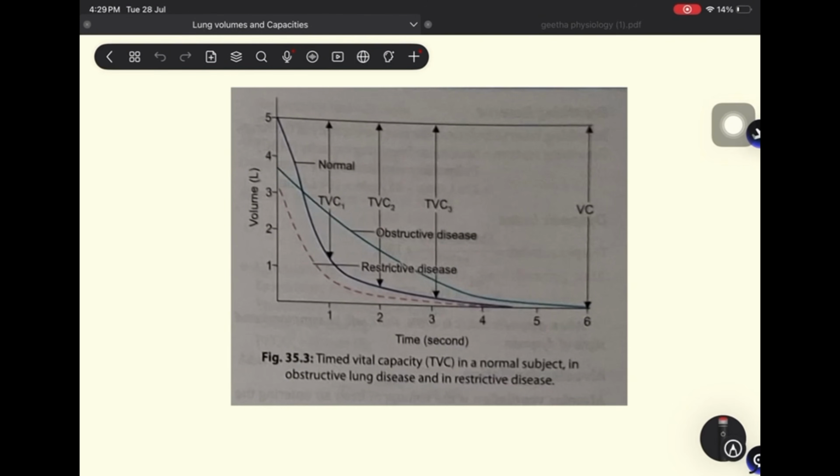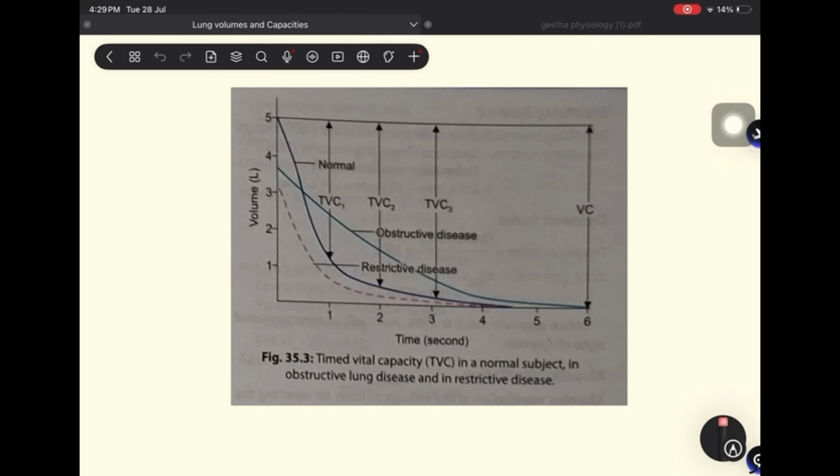In the case of restrictive lung disease, such as pulmonary fibrosis, tuberculosis, sarcoidosis, and all, the lung of the patient will become stiff. So, the lung cannot expand fully, and hence the patient will inhale only less air. As a result, the lung volume of the patient is already low. As we can see in this graph, the curve starts at a lower volume. Initially, the vital capacity was 5 liter, and now it has become 3 liter. But the patient is exhaling quickly, so the curve is very steep.